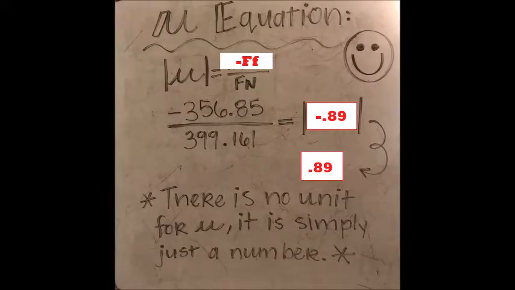Finally, we are able to use all of that data to find mu. Notice in the equation my force of friction is negative, but that does not affect mu because mu is absolute value. You end with just a number because mu does not have a unit. So the equation is force of friction over normal force. My numbers are negative 356.85 over 399.161. I end up with the number 0.89.